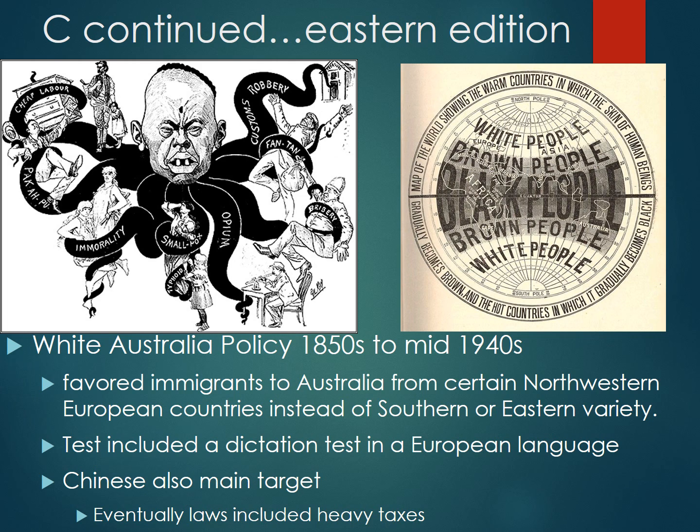Once again, here are two famous examples to show you. The octopus of Chinese bigotry, entangling reasons why we should not be letting them into Australia. And then, of course, you have a little map to the right, a map of the world showing the warm countries in which the skin of humans gradually becomes brown, and the hot countries in which it gradually becomes black. So you can see what areas Australia is not wanting, that center zone there.